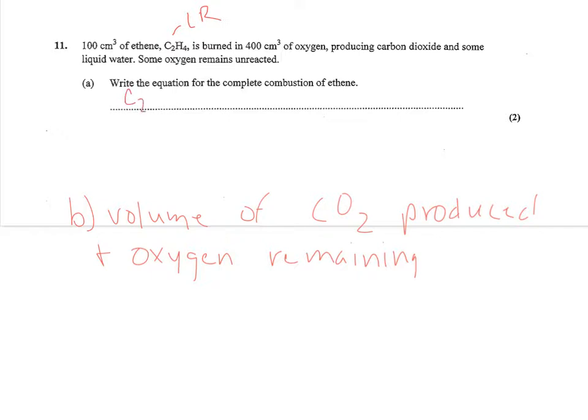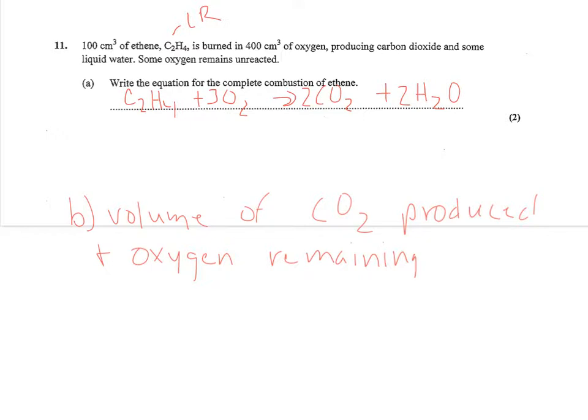Well, that would be C2H4. Combustion means O2. And then my two products for any hydrocarbon will be CO2 and H2O. My carbon, I need a second one here. My hydrogen, I need a 2 there for a total of 4. That brings my oxygen up to 6. So I need a 3 here to balance my equation. And that was 2 marks for the balanced equation.